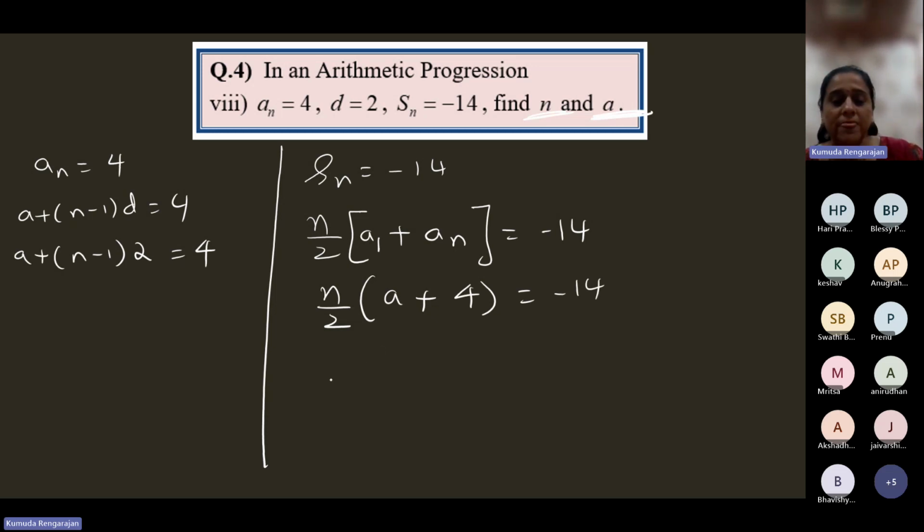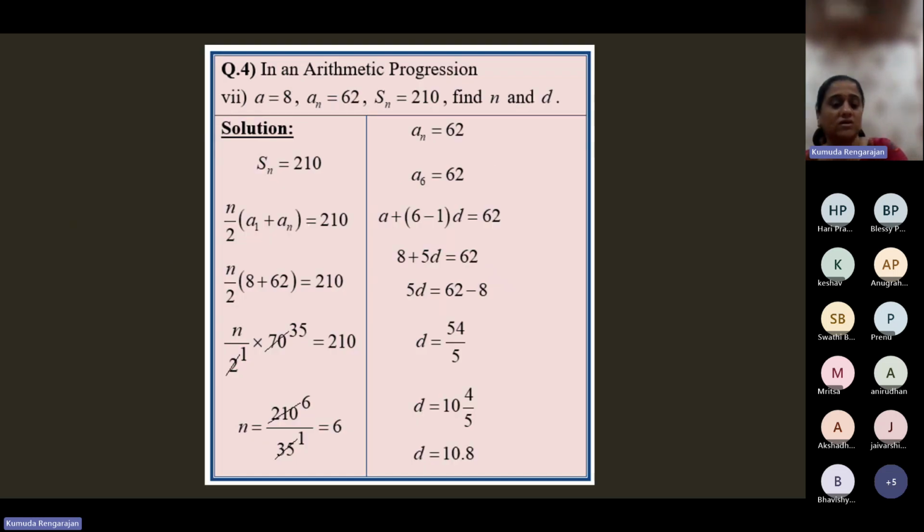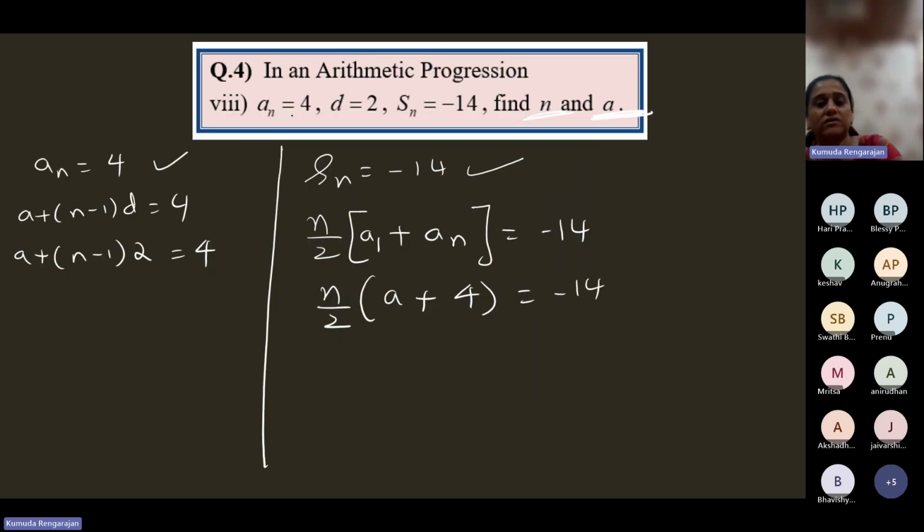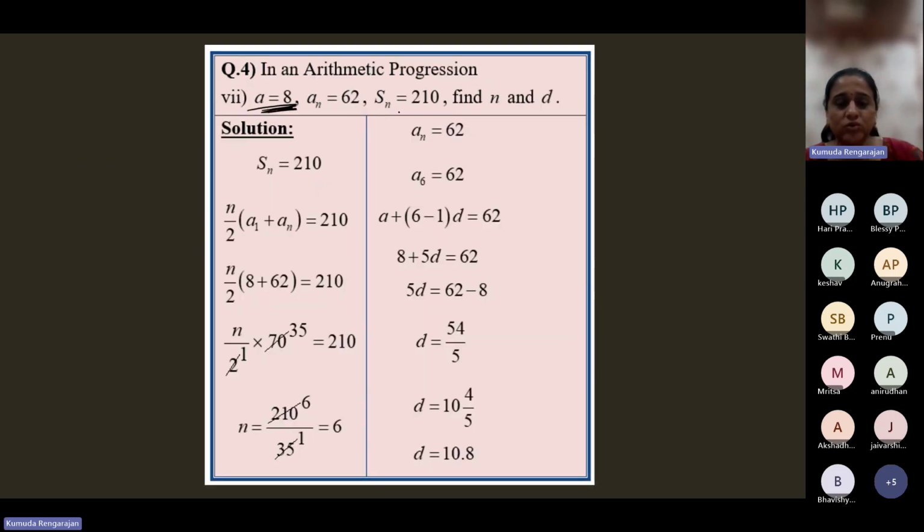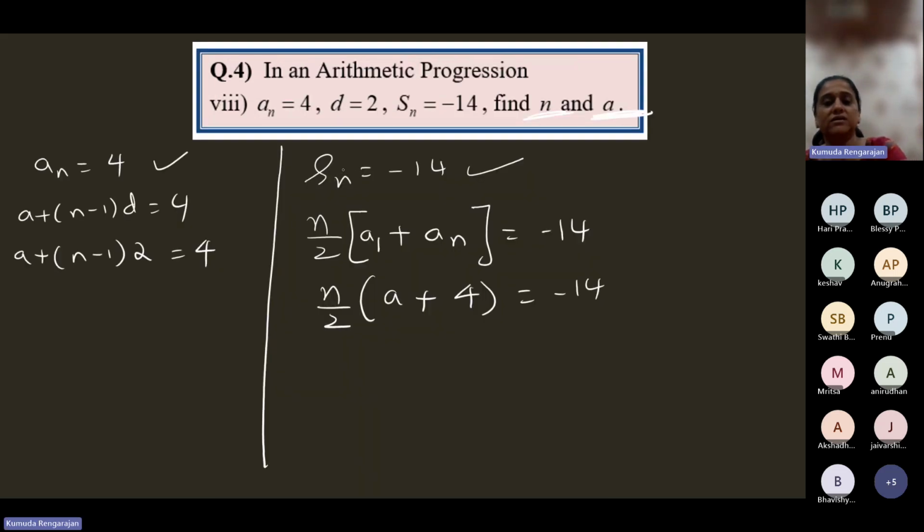Okay. So that's the difference between these questions. Here D is given, A is not given. Here A was given. So when you use this information, n by 2 of the first term plus the last term, n we didn't know, first term we know 8. Sorry, last term we know 62. So when we worked this, we were able to find the value of n. But here, an and Sn are given along with A in the earlier one, and here they are given along with D.